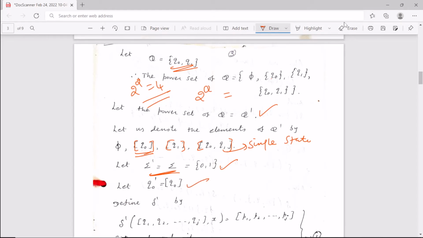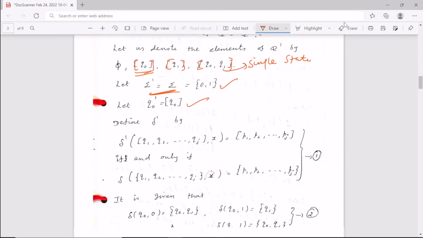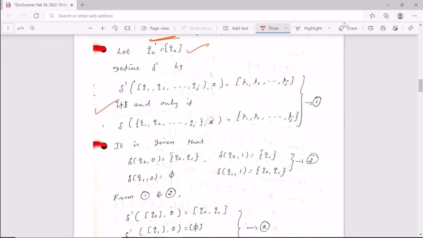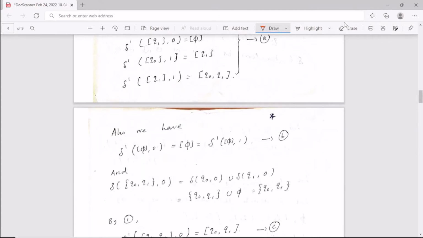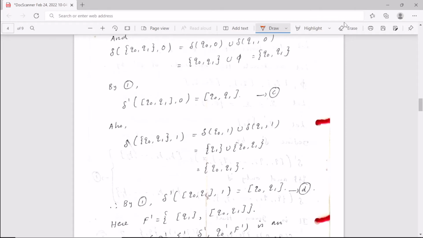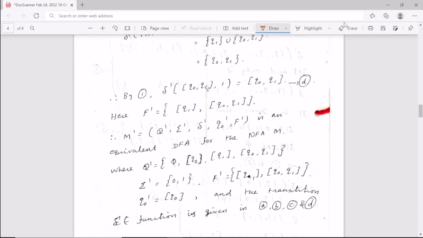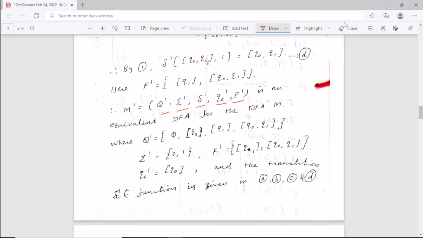And here your initial state is Q0. So Q0 dash is nothing but your initial state, because in the given NFA, Q0 is the initial state. So we make use of the transition function, and we can convert the given NFA to DFA like this. That is what I am going to explain in detail now by taking a clear page. So we have Q dash, sigma dash, delta dash, Q0 dash, F dash.